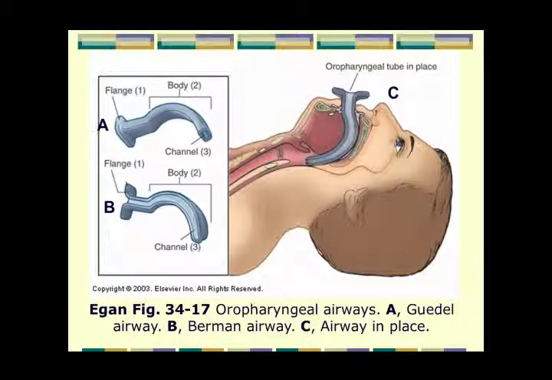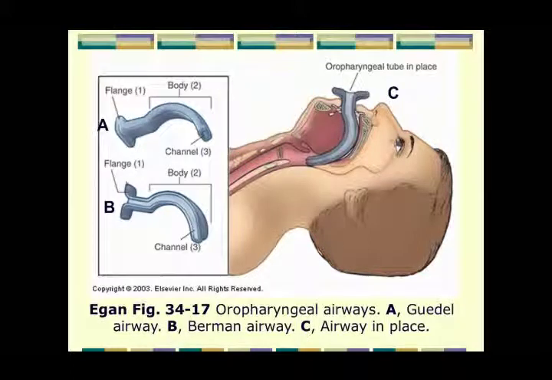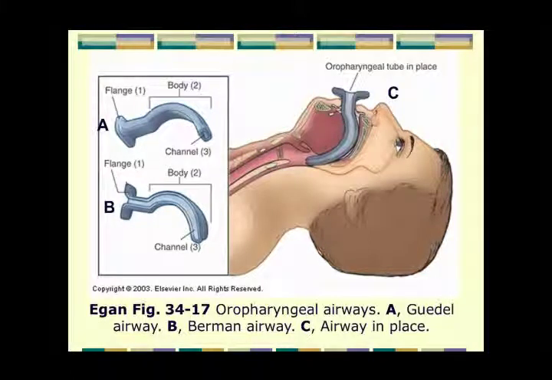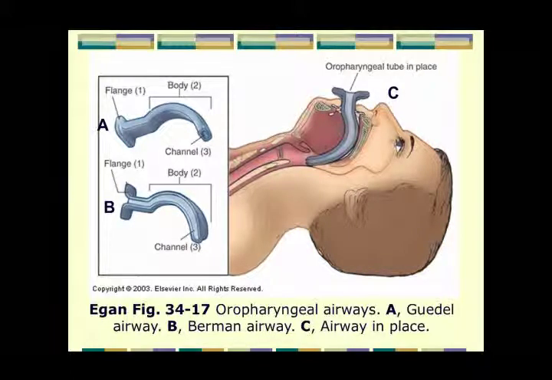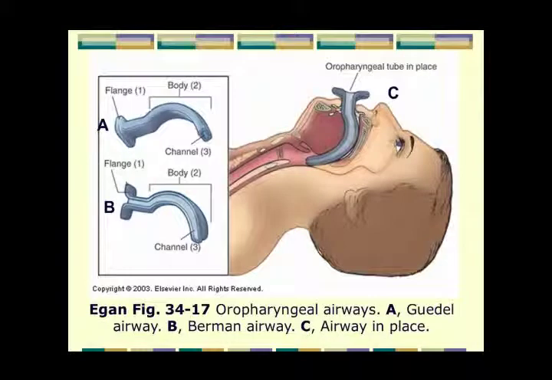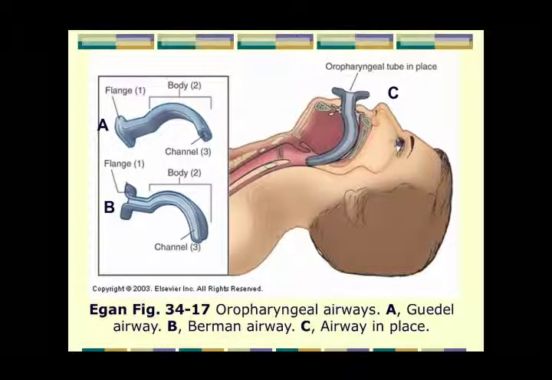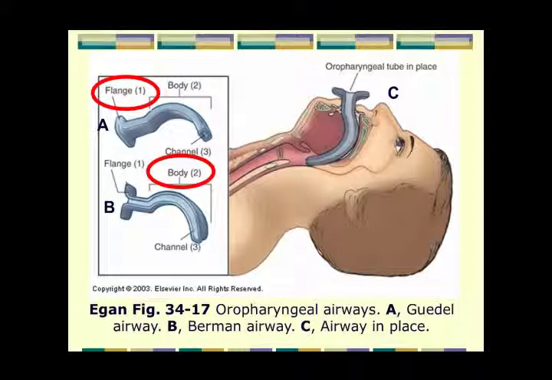So here's what the airway looks like when it's in place. You can see the purpose of it is to pull the tongue out of the posterior pharynx. Whether we have a Guedel or a Berman, they both have similar areas: a channel, a body, and a flange. The purpose being that the flange sits on the outside of the teeth, properly in place. Okay? Is this for view? Yeah. Okay. I won't belabor the point, but flange, body, and channel.